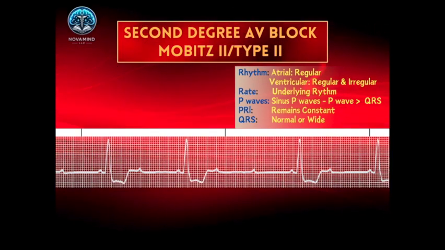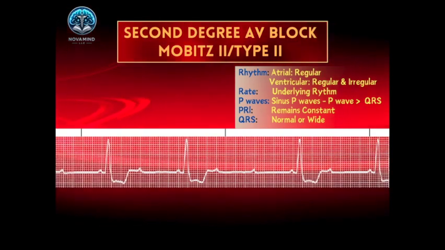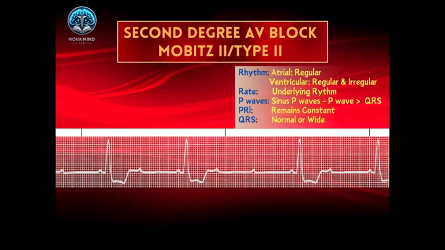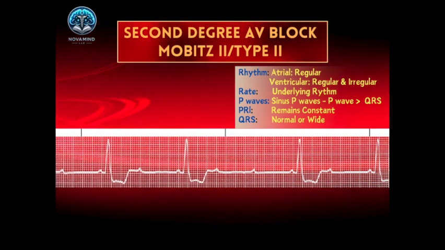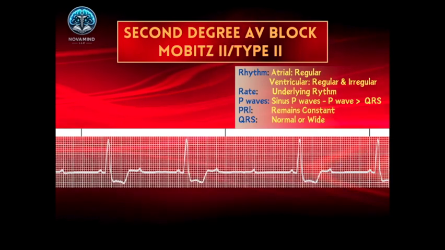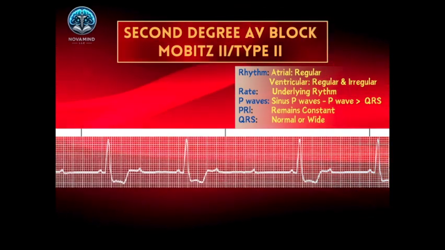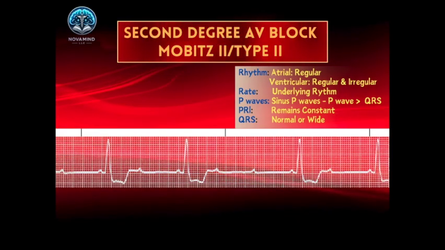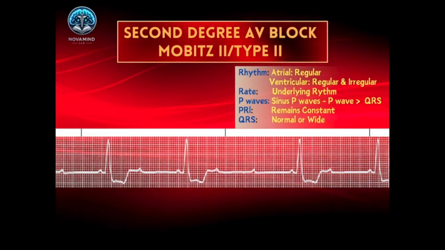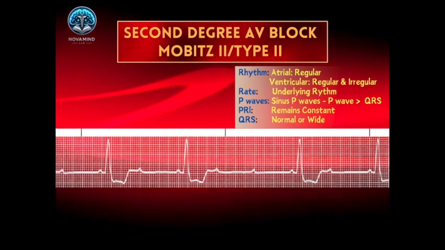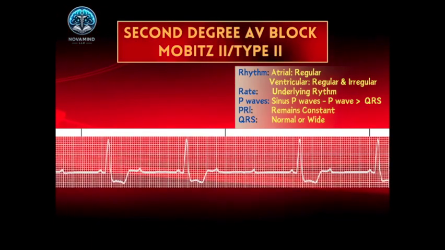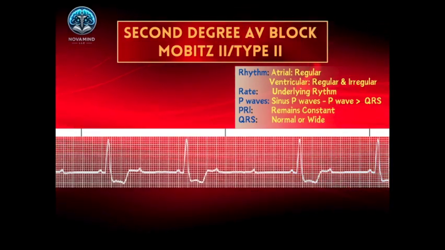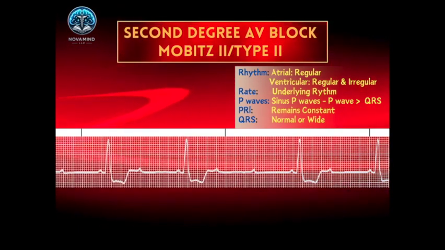And one of the most defining characteristics is the PR interval. Once you define this as AV block, this is the only AV block that has a consistent PR interval. In Mobitz II, the PR interval remains constant on conducted beats, unlike Mobitz I, Wenckebach, where the PR interval lengthens progressively. In Mobitz II, the PR interval stays the same for each QRS complex that follows the P wave. This predictable PR interval followed by a sudden drop in QRS complexes is the key indicator.